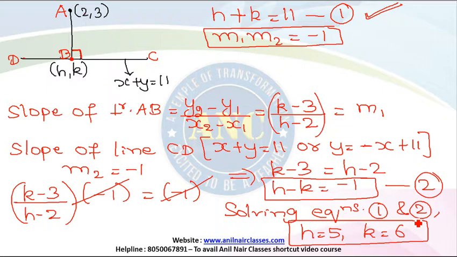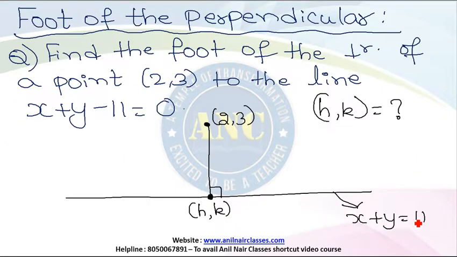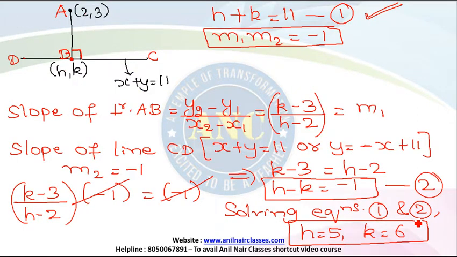I hope that you are very clear with this logic. Foot of the perpendicular concept, I am trying to explain to you through a problem itself, so that you will not fumble or struggle in understanding the concept of these problems. Product of slopes is minus 1. From there we can easily find the slope of each individual line, and then we can multiply to get it as minus 1, and get the individual values of h and k. I hope it is clear for you people, sir.